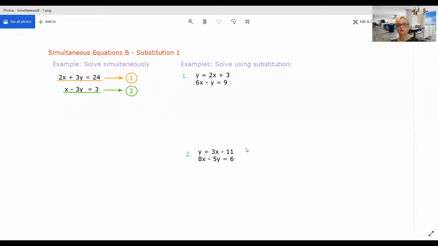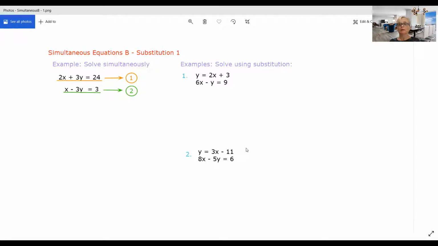We've been doing a series of videos on solving simultaneous equations. What that means is that you're wanting to find the unknowns that satisfy both equations, or sometimes you might have more than two equations. Graphically, what that looks like is a point of intersection of the graphs.